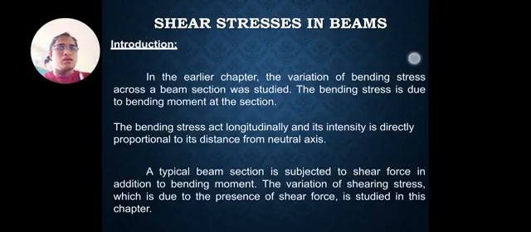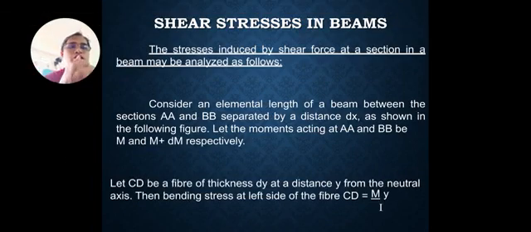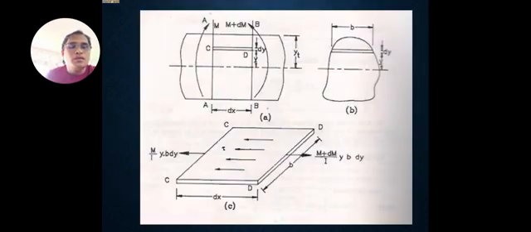Next, our third topic is about shear stress in beams. Stress induced by shear force at a section of a beam may be analyzed as follows. Consider an element of length of beam between sections AA and BB separated by a distance dx, as shown in the following figure. Let the moments acting at AA and BB be M and M plus dM respectively. Let CD be a fiber of thickness dy at a distance y from the neutral axis. Then the bending stress on the left side of the fiber CD is equal to M y over I.